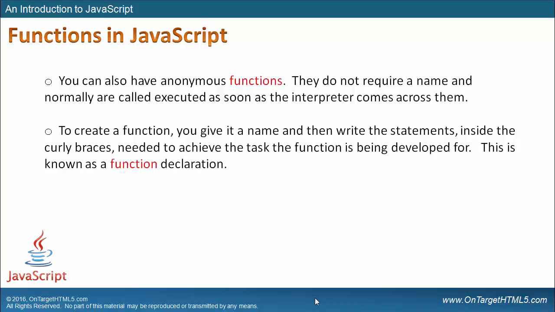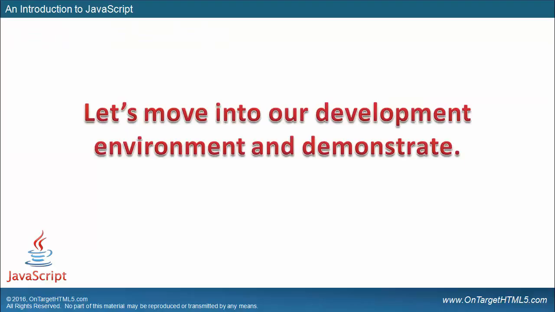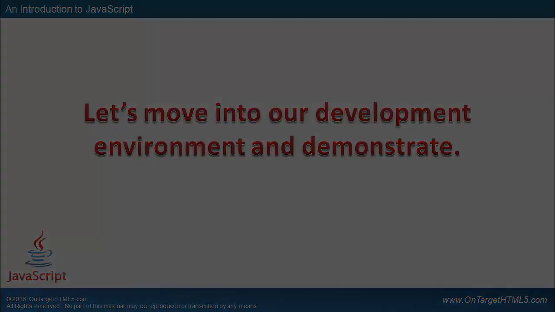To create a function, you give it a name, then write the statements inside the curly braces needed to achieve the task the function is being developed for. This is known as a function declaration. So let's move into our development environment and demonstrate what we've talked about with functions inside JavaScript.